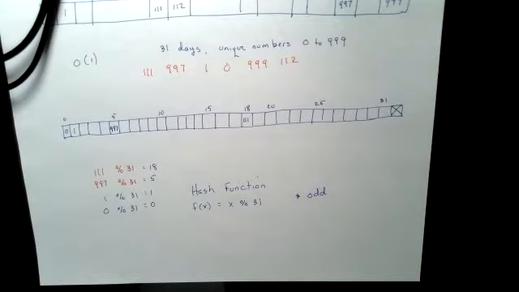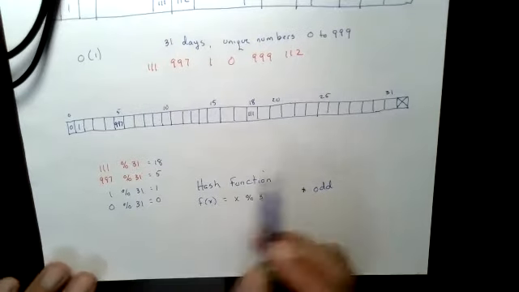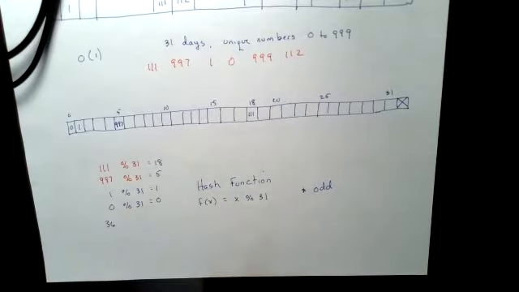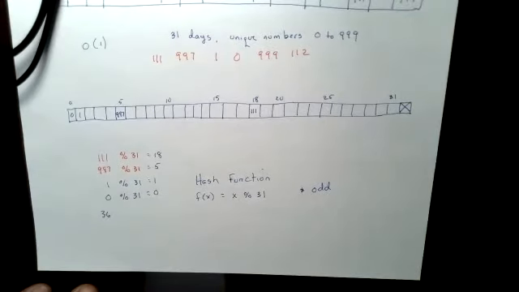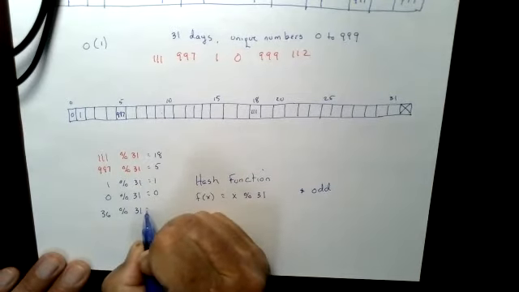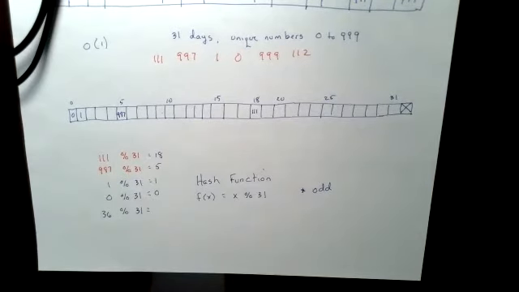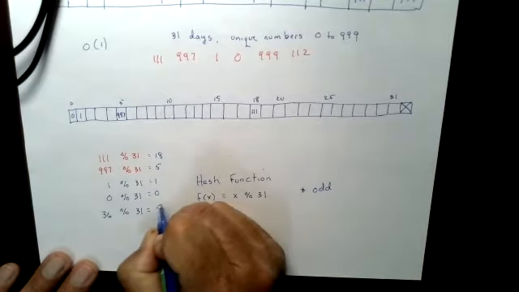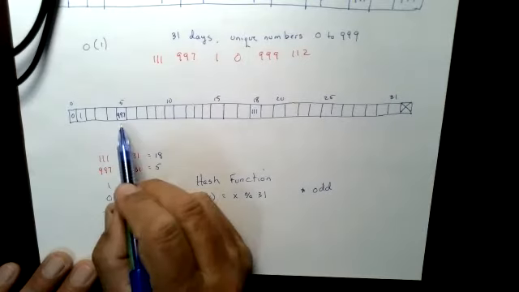Oh boy, here's a number for you. Instead of following our list up there, I'm going to switch it up. 36, nice. What is 36 mod 31? It goes in once with a remainder of 5. Good. So I'm going to store 36 at 5.